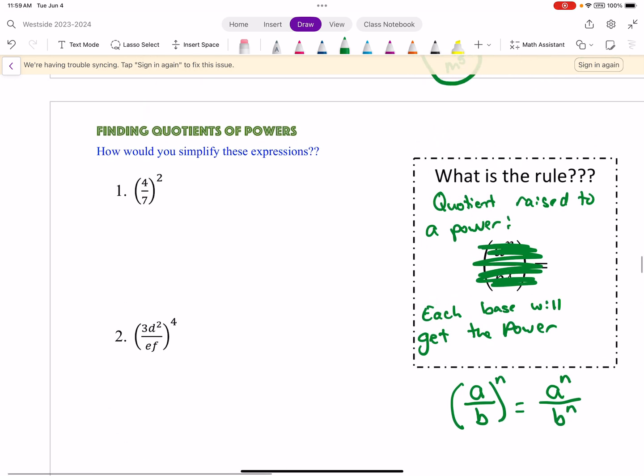So if we look at problem number 1 here, we're going to go ahead and give that 2. So 4 to the 2nd power, and then the 2 is going to go down to the bottom as well. So 7 to the 2nd. Well, 4 squared is 16 and 7 squared is 49. That can't reduce, so that would be my answer.